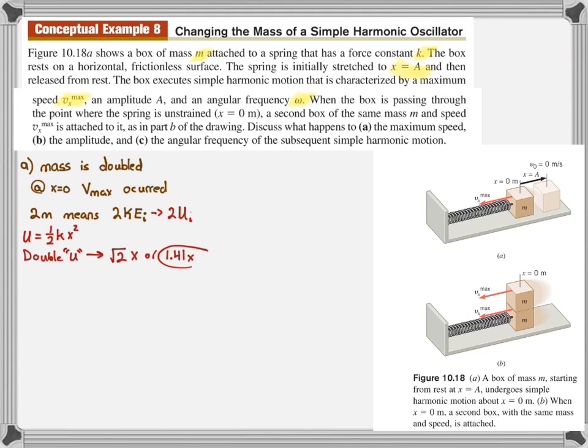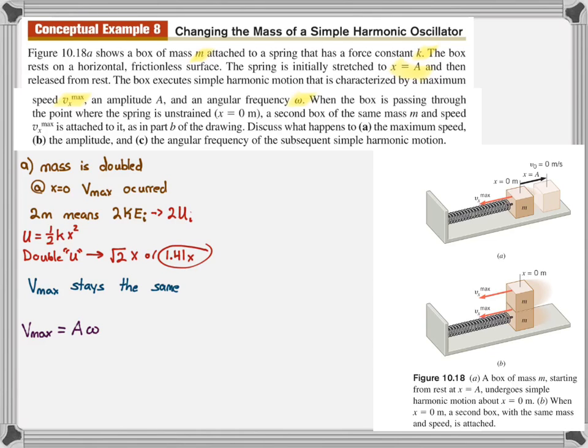And since all that kinetic energy is going to become potential energy, and potential energy is 1/2 kx², if you double the kinetic energy, then you double the potential energy. If you double the potential energy but you don't change the k, that means your displacement is going to increase by a factor of square root of 2, or a factor of 1.41. Again, the maximum velocity will still stay the same.